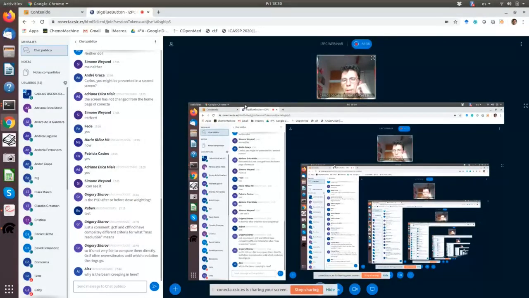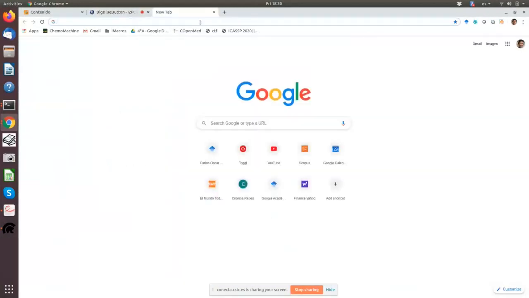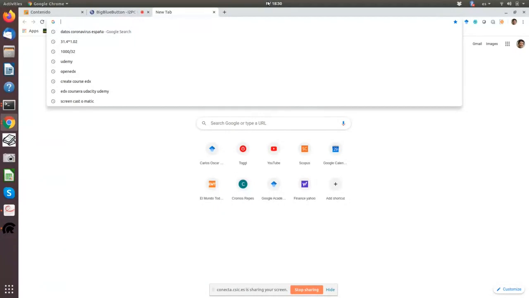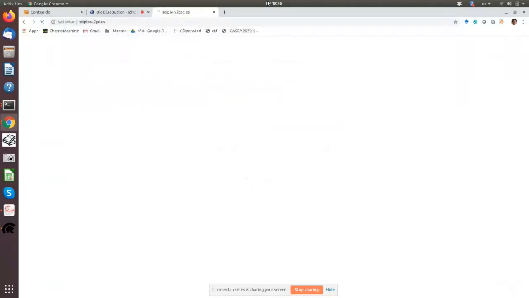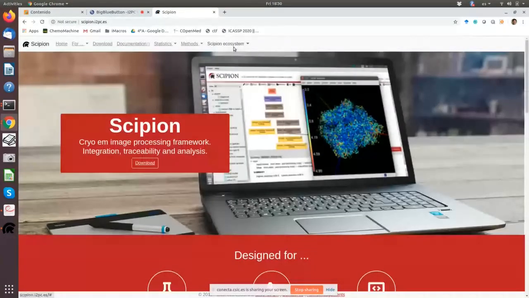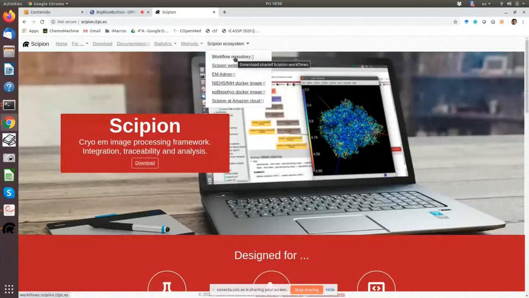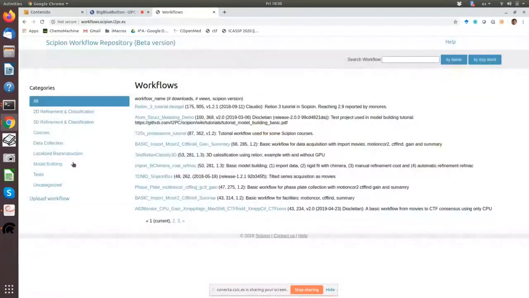Yeah, I will. There is a repository of workflows. It is here, the Scipion ecosystem workflow repository. Mine is not there, but I will upload it. Okay, perfect then. I didn't know about this section.